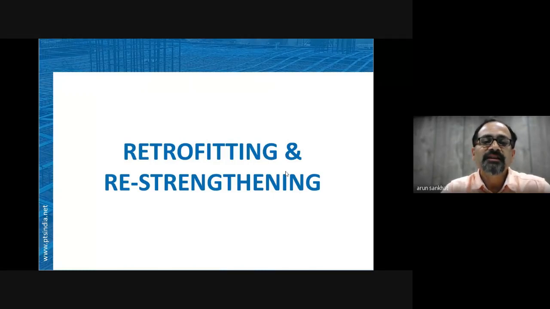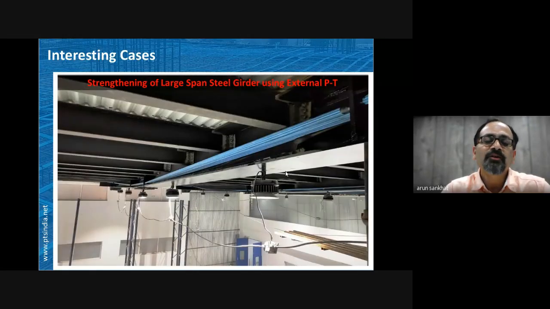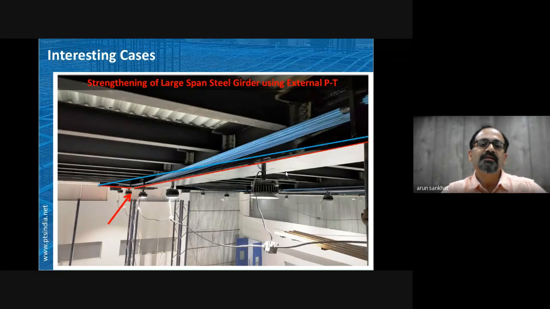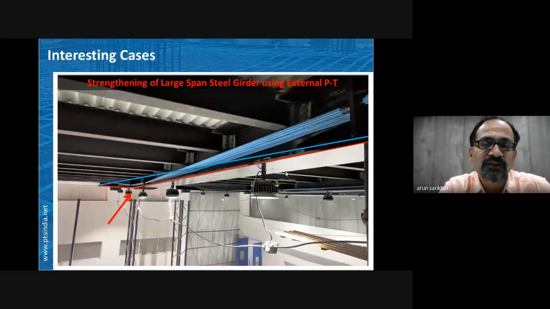Retrofitting and re-strengthening. We came across a PEB building wherein there was excessive deflection. Let me show you the deflection with lines. This is one line at the bottom of the beam. This is another line, and actually it should be like this. This is the undeflected line. The zero deflection line is this blue line, whereas the beam has deflected this much. This is around 125 mm deflection, 5 inches.